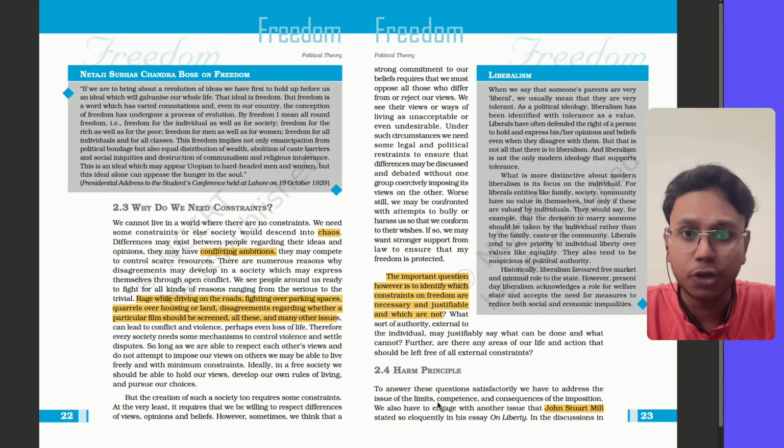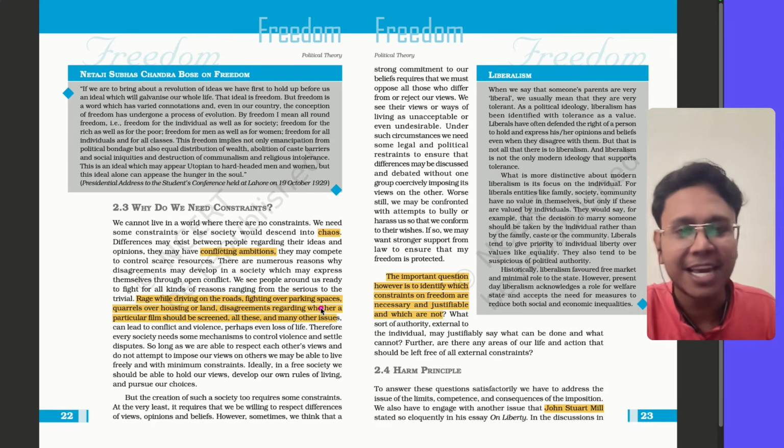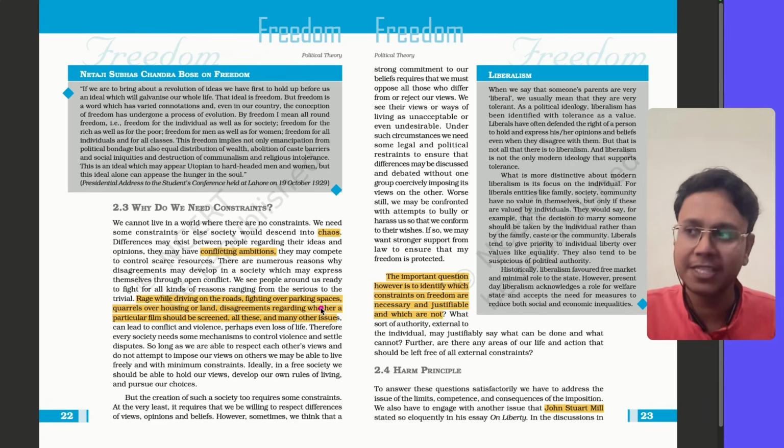Now, as I told you, some constraints we need. The legal constraints we need because otherwise there will be chaos. For example, there are two persons. Beautiful examples are given in NCERT itself: rage while driving on roads, fighting over parking space. If there is no constraint, for example, one parking per person in a building, everyone will try to take that parking space for themselves and say they have the freedom to take it.